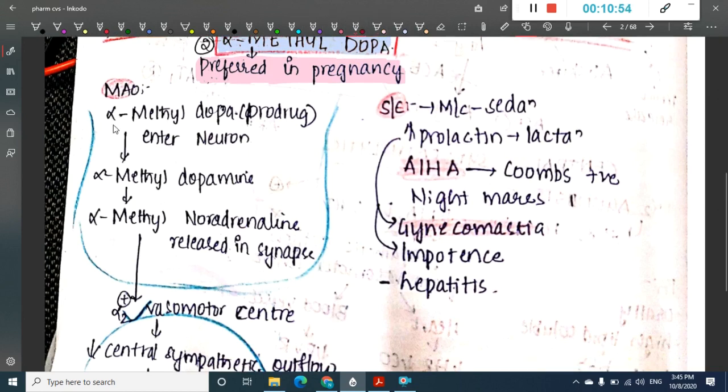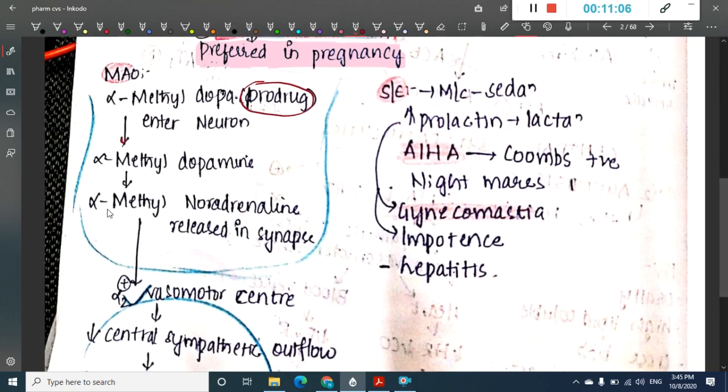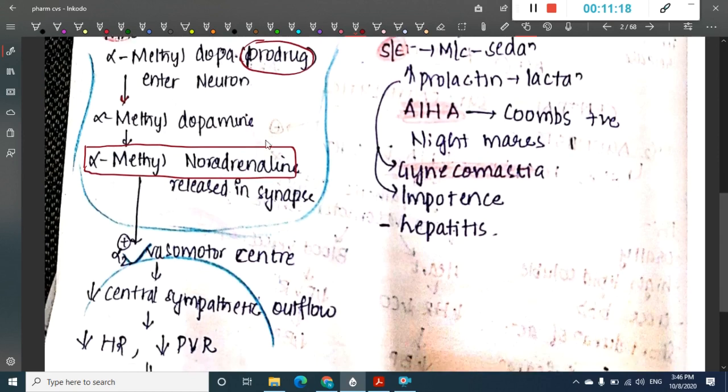Alpha methyl dopa is actually a prodrug, and it enters the neuron. Once it enters the neuron, it gets converted to alpha methyl dopamine. This alpha methyl dopamine gets converted to alpha methyl noradrenaline, which is released in the synapse. Once released, it will activate the alpha 2 receptors.